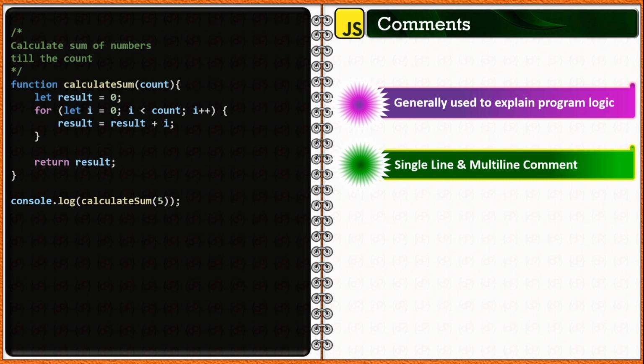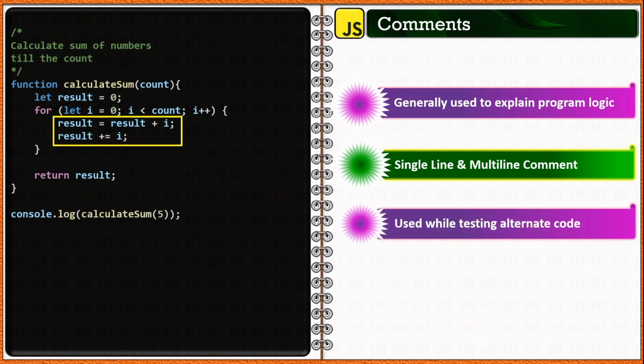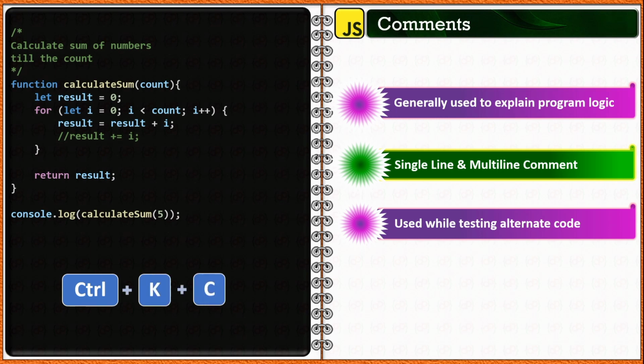One special case where comments are very useful in development is when we have two sets of code and we have to test which one is working correctly. In this case, we can simply comment one of the code lines and test the other one without deleting the code. On the second round of testing, we can comment the other code and test the previously commented code line. Most of the code editors have a shortcut for commenting and uncommenting the code. In Visual Studio Code, you can use Ctrl plus K plus C for comment and Ctrl plus K plus U for uncomment.